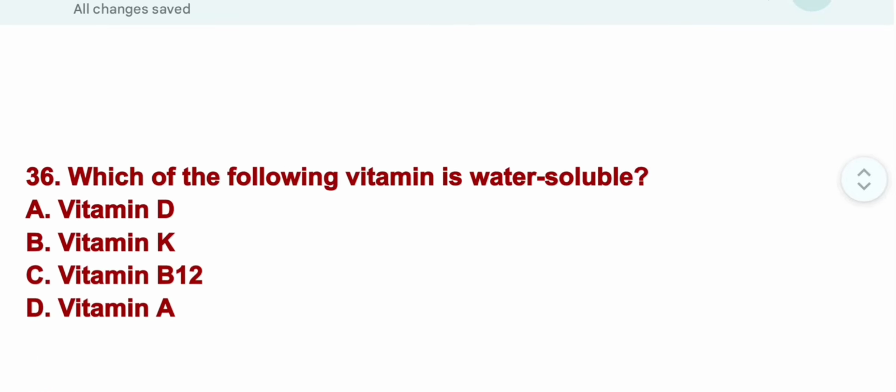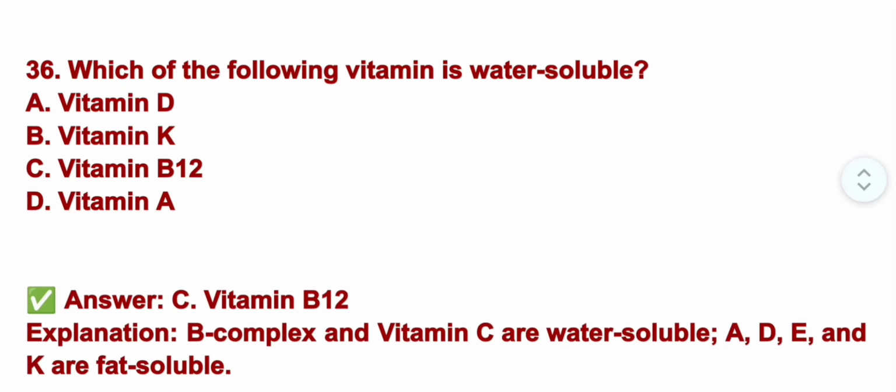Question number 36. Which of the following vitamins is water soluble? The correct option is option C, vitamin B12. B complex and vitamin C are water soluble. Others, A, D, E and K, are fat soluble.